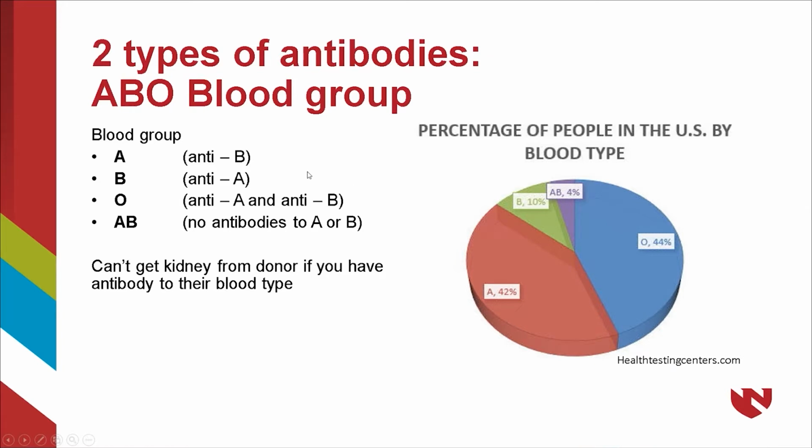Also of importance is that we are naturally immune to the blood group that we don't have. What this means is that people with blood type A automatically have antibodies against anybody with blood group B. Similarly, people with blood type B automatically have antibodies against the blood group A. People who are O actually have antibodies against both A and B. And finally, people with AB have antibodies to neither. It's very important because you can't get a kidney from a donor if you have an antibody to that blood type.